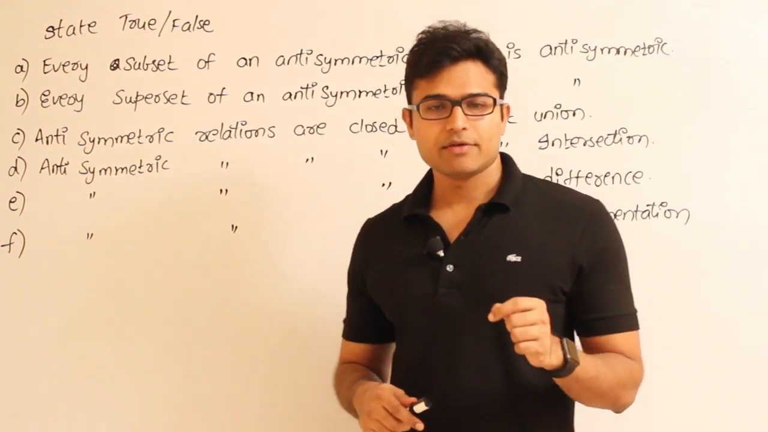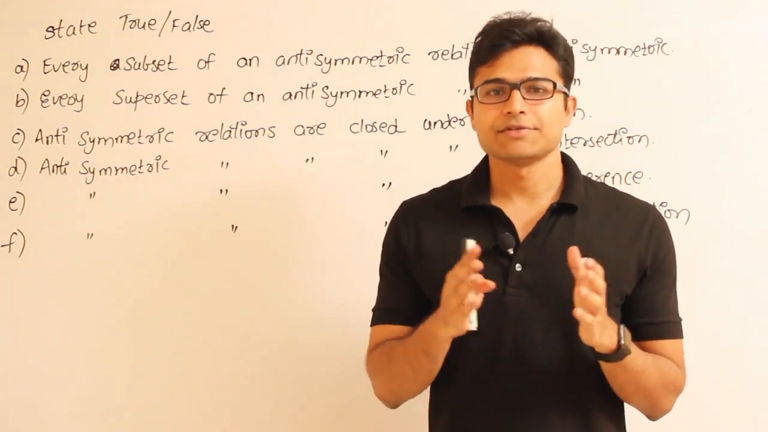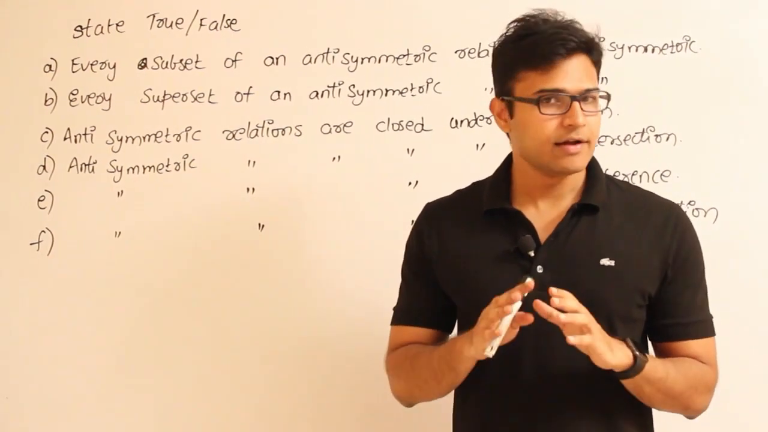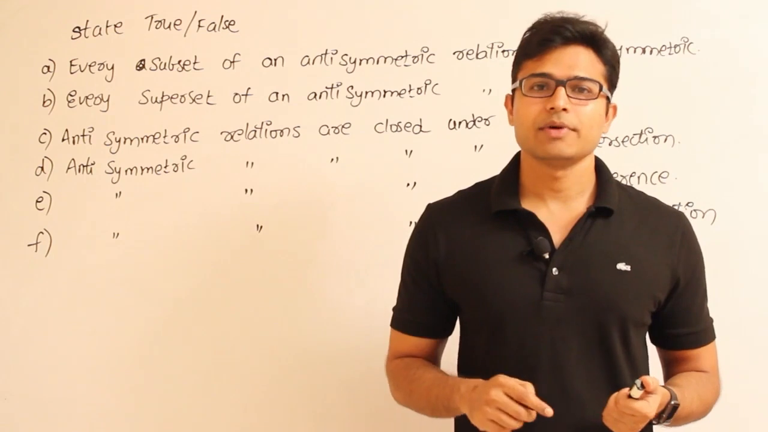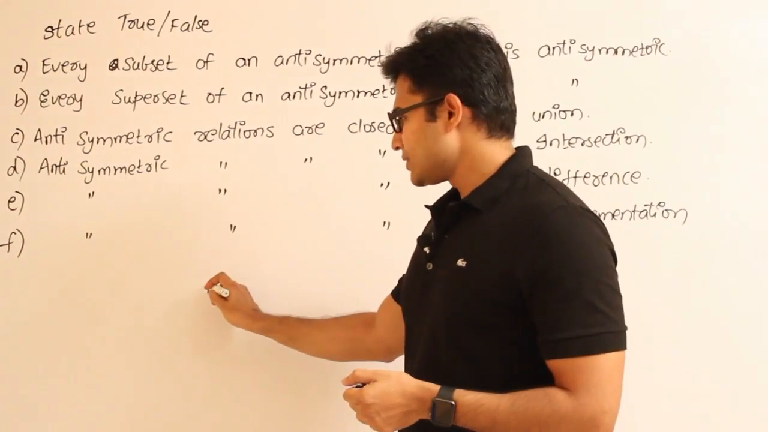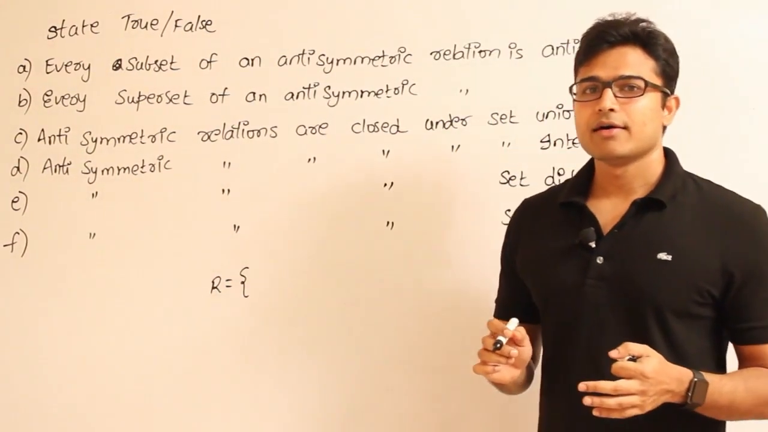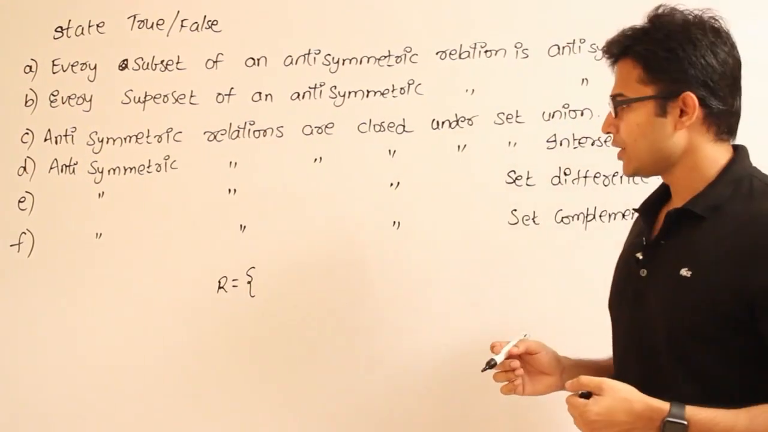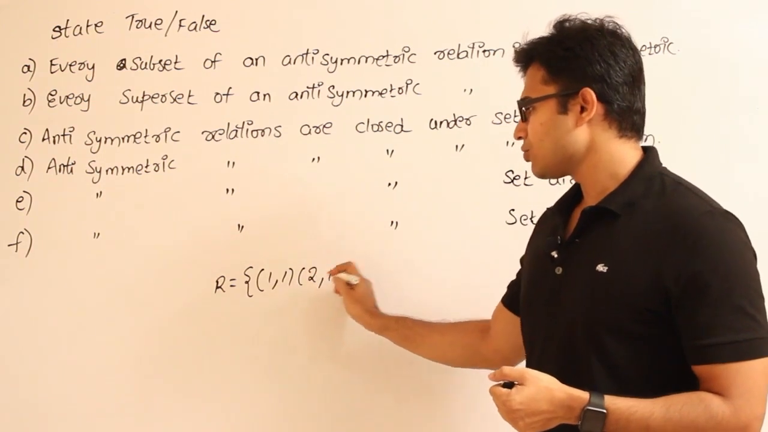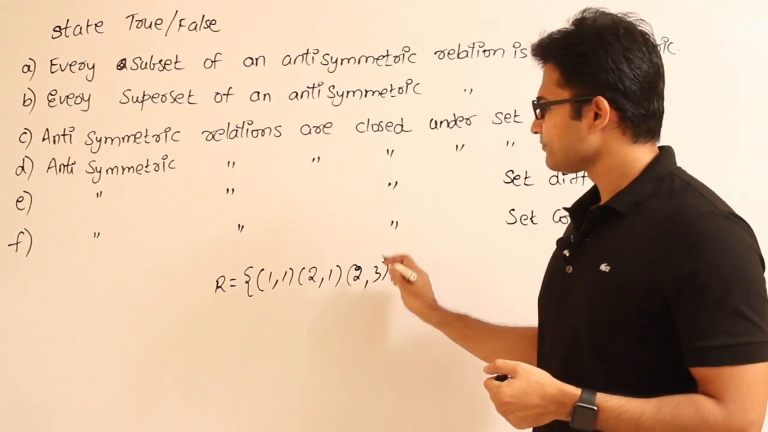Whenever a relation is antisymmetric, it means that definitely there are no symmetric pairs in that, like x comma y and y comma x. We don't have such pairs. The only allowed pairs are x comma x, right? So let's say the relation is antisymmetric, which means we don't have any symmetric pairs. We have only elements of type 1 comma 1 or like this. We don't have 2 comma 1, something like this. Let's say 2 comma 3, something like this.